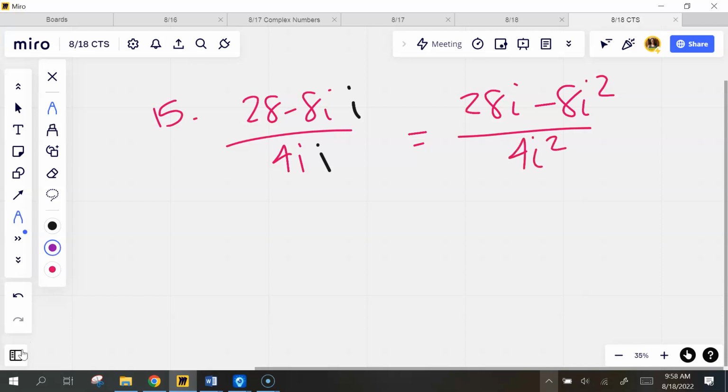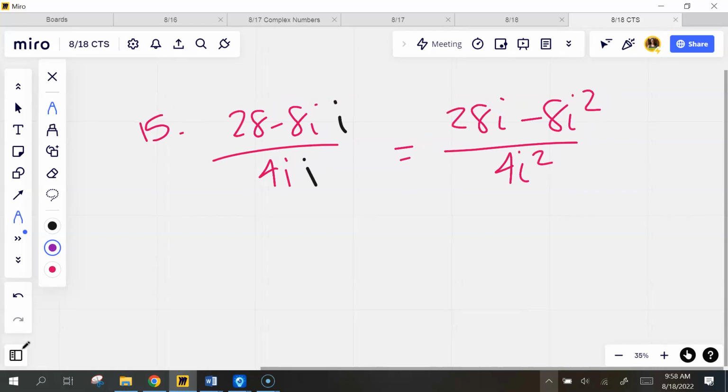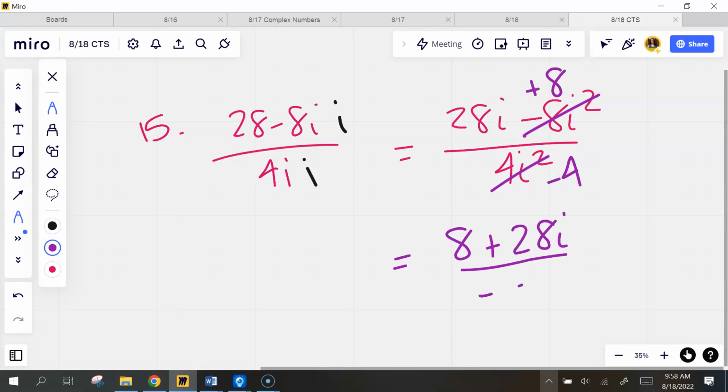All my i squareds do what? -1 changes the sign of the number, so this becomes plus 8. This becomes -4. So I have 8 plus 28i. I want to make sure I stay in standard form, divided by -4.